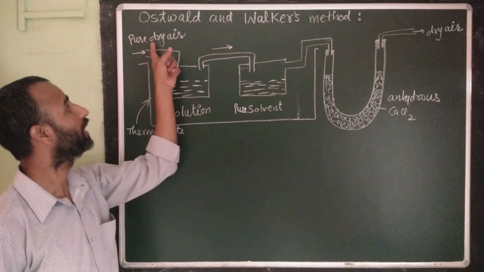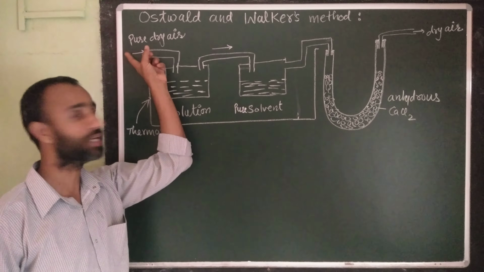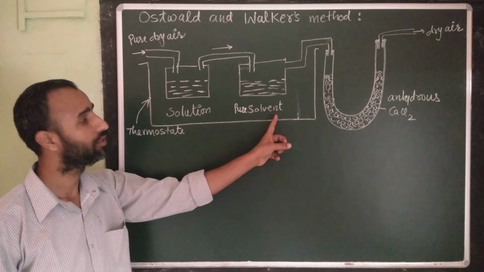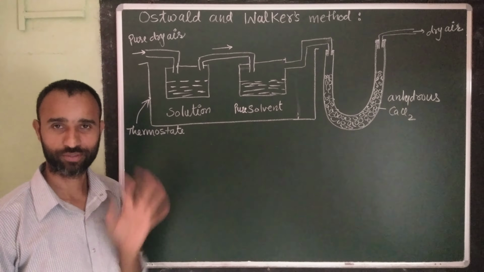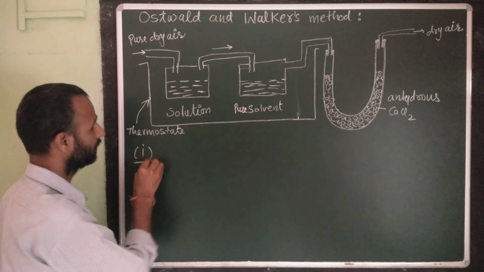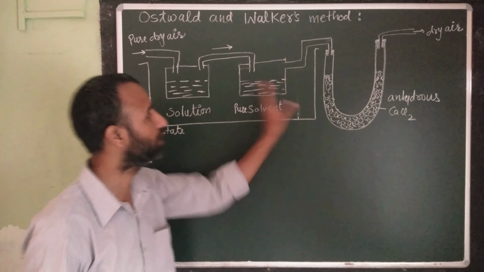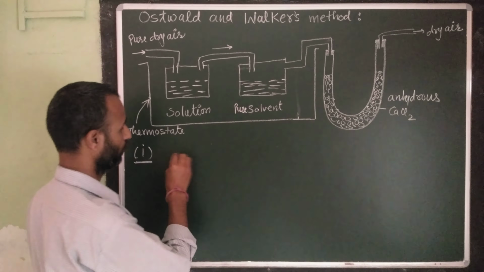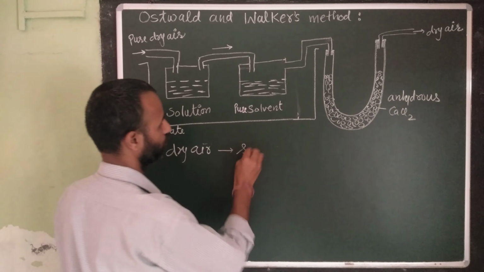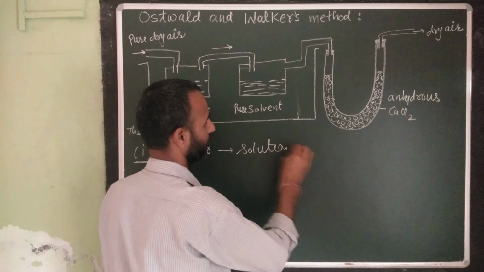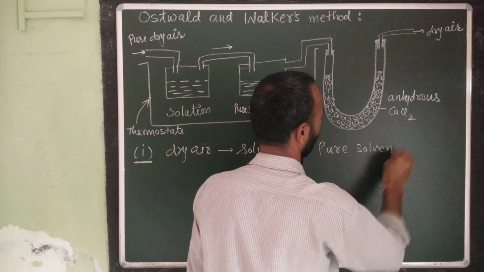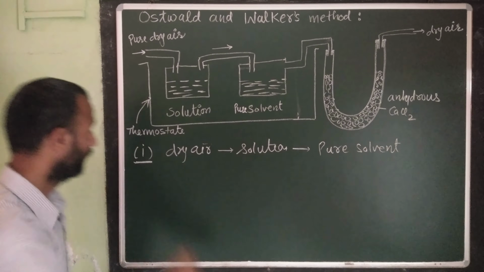First we have dry air. This dry air is passed through solution, then through pure solvent, right? So first part is that dry air is passed through these two solutions. First through solution and then through pure solvent, right?